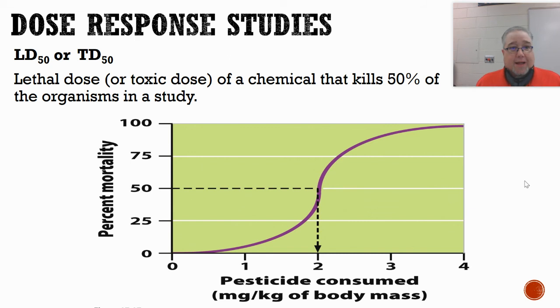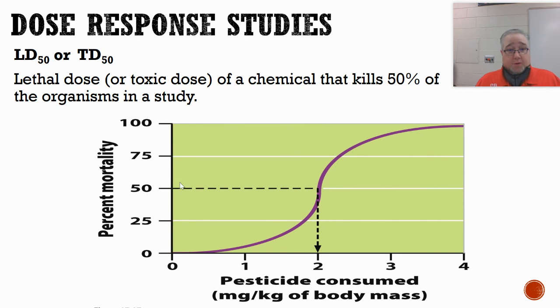This is called LD50, or sometimes we call it TD50. LD stands for lethal dose. TD stands for toxic dose, but essentially it's the same thing. The lethal dose of a chemical is basically a concentration or a certain amount of that chemical that will kill 50% of the organisms in a study.